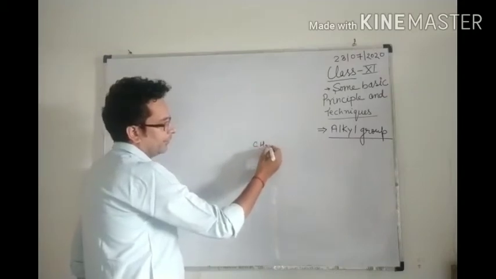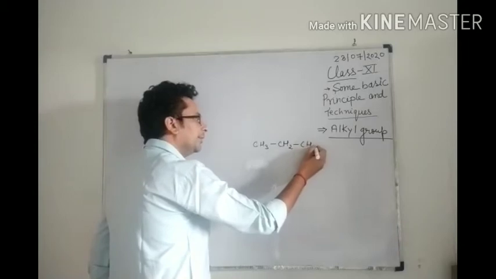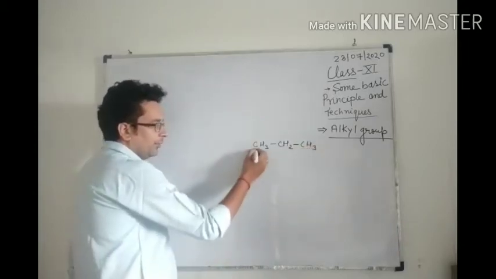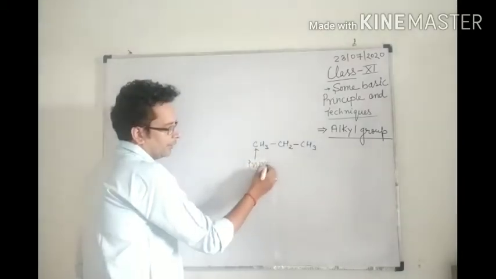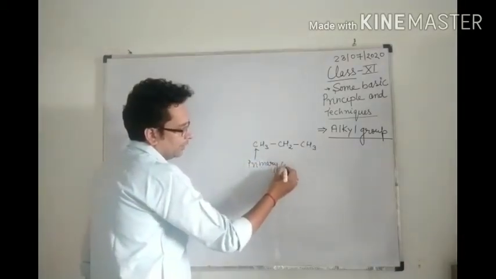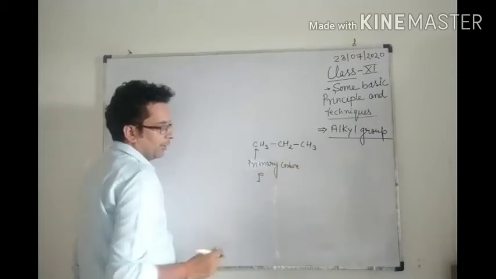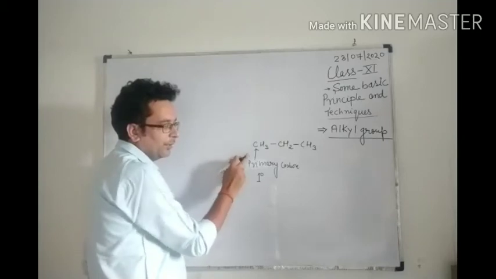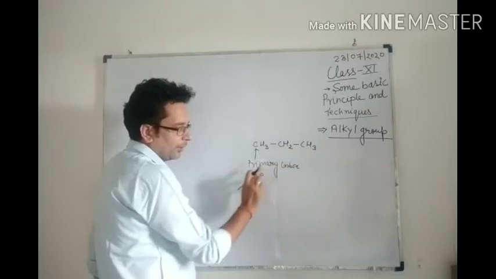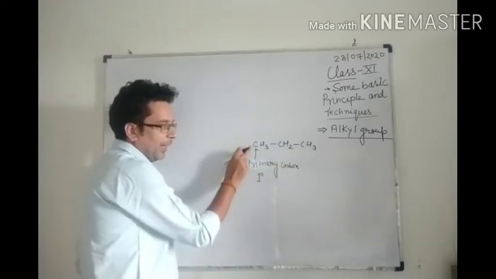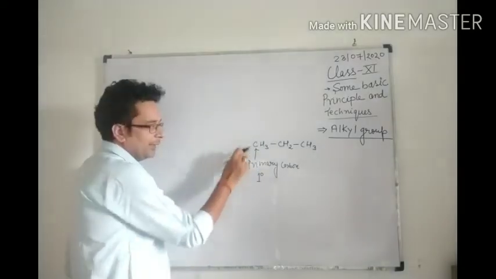CH3, CH2, CH3. Now this one is primary carbon, represented by 1 degree carbon. Why is it primary carbon? Because it is directly combined with this carbon, not this carbon. Simply, this carbon is directly attached to one carbon, that is why it is known as primary carbon.